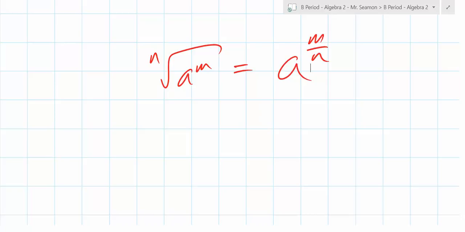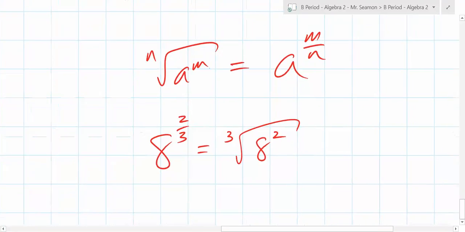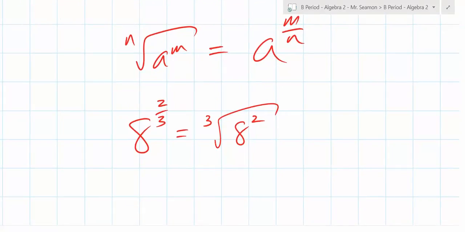So why is that important? It goes both directions. If I asked you for this, that's 8 to the 2/3. What does that mean? That means the cube root of 8 squared, right? The cube root of 8 squared? Does that kind of make sense? So then 64, and then cube root it. So what is that equal to? Wouldn't it be 4? Yes, it is. That's correct. Absolutely. Very good.